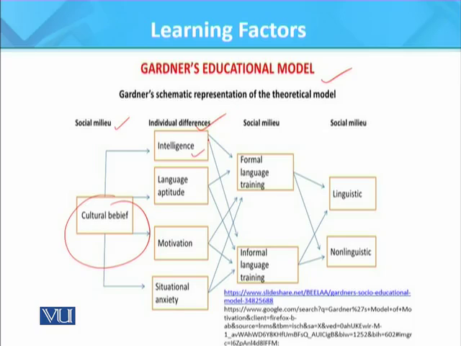One is intelligence, a determiner of how quickly and how well the learner will acquire the language. Then you have language aptitude, verbal and cognitive abilities. Then you have motivation, that is how hard the learner will work to acquire the second language. And situational anxiety, which is seen as having an inhibiting effect on the learner's performance in acquiring the second language. The third variable is the language acquisition context, which refers to the setting where the language is being learned, the combination of formal training and informal language experiences.